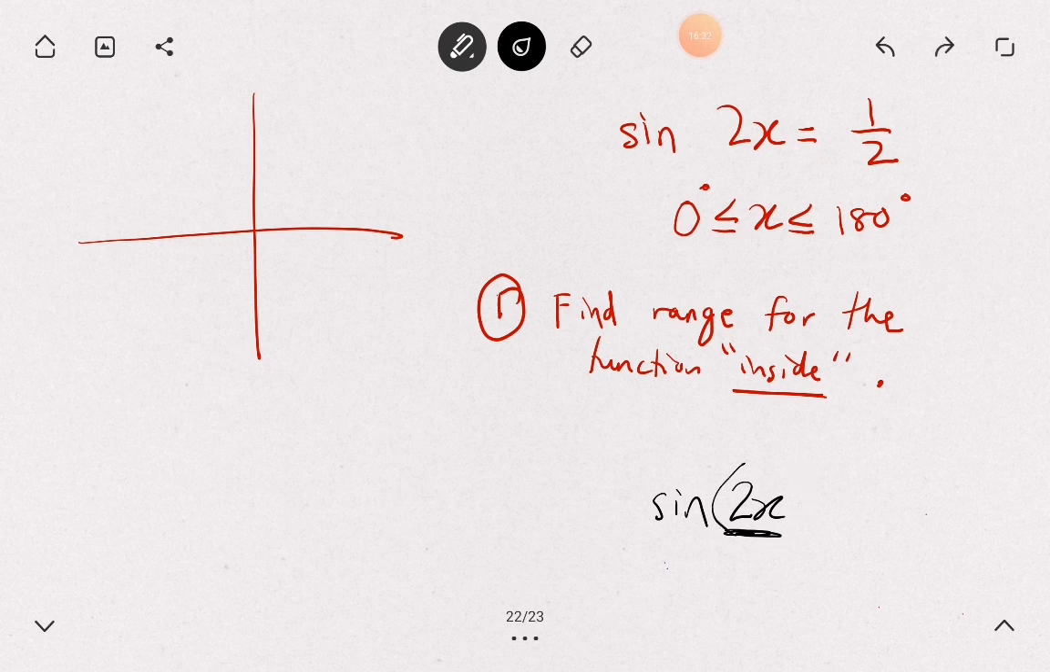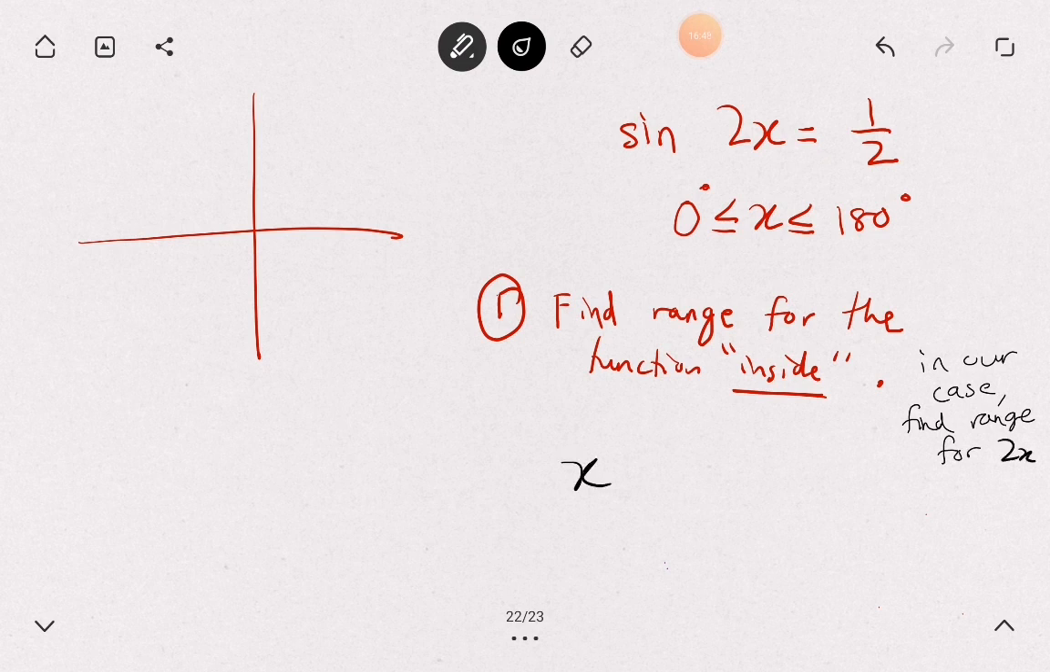So find the range of 2x. In our case, find the range for 2x. If x is between 0 and 180, that means 2x should be between 0 and 360.